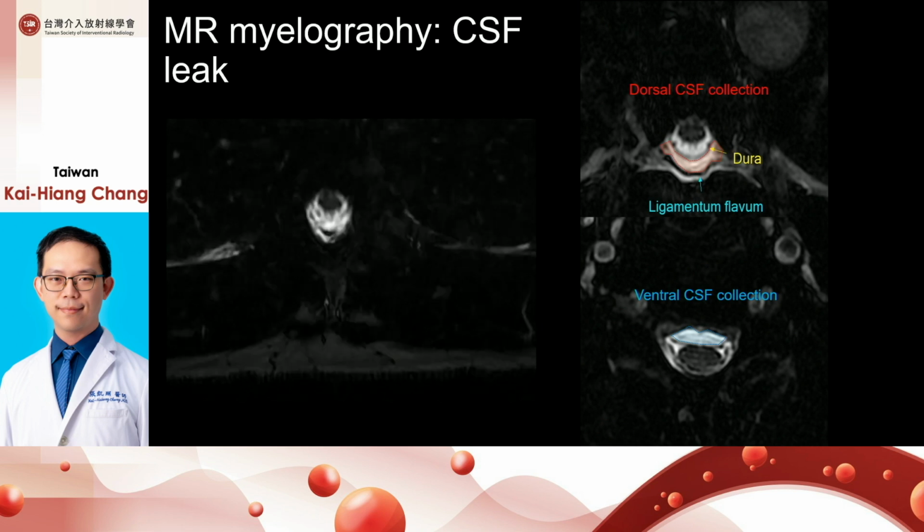As you can see, there is circumferential CSF collection around the spinal cord. And the red dotted annotation here represents a dorsal CSF collection. It separates the dorsal dura and ligamentum flavum by the CSF collection. And here is the ventral CSF collection, and it displaces the ventral dura posteriorly.